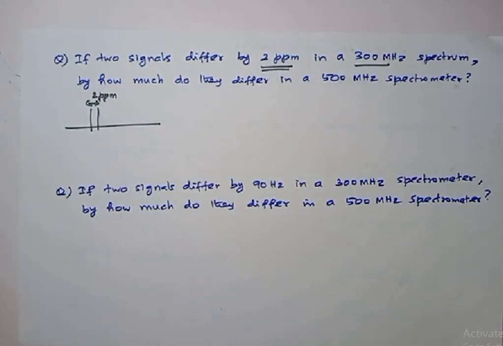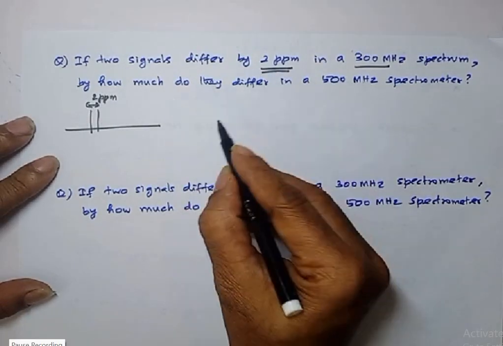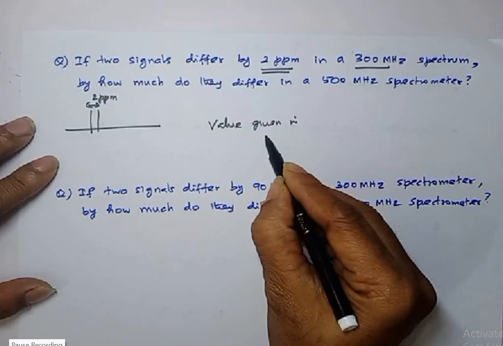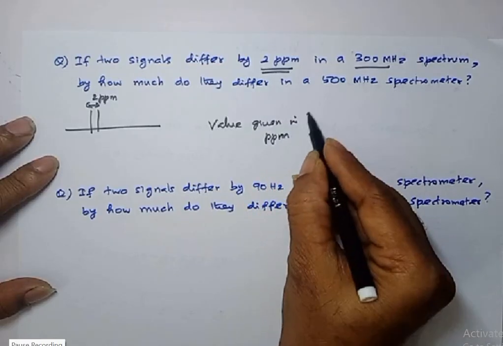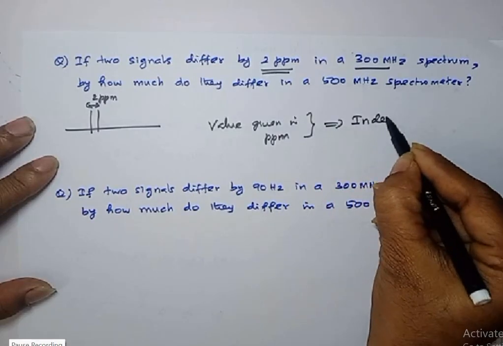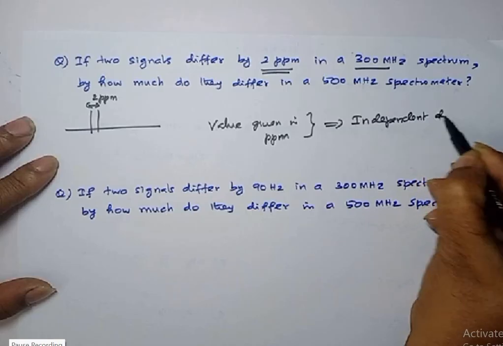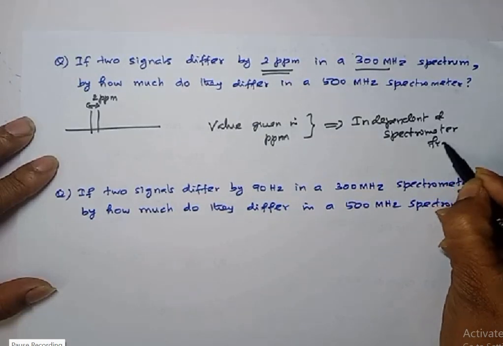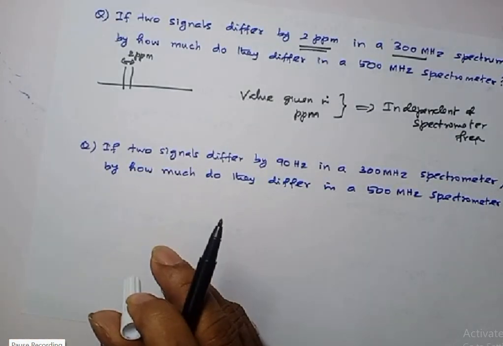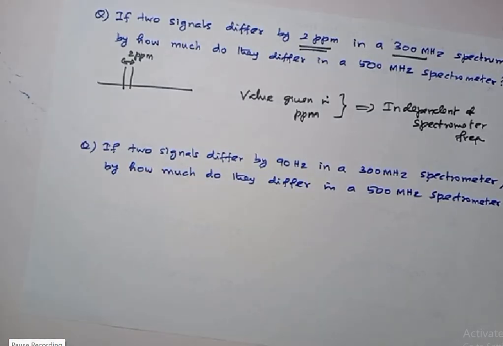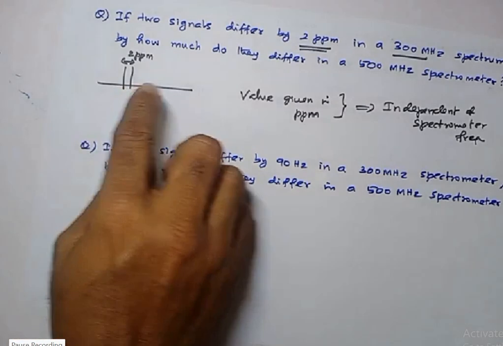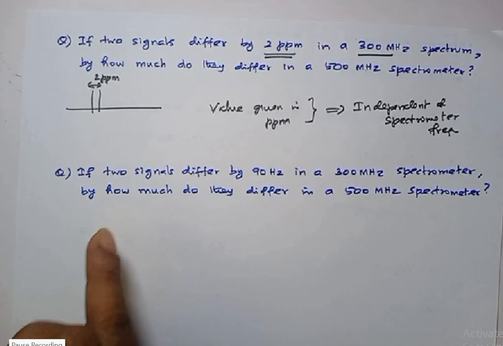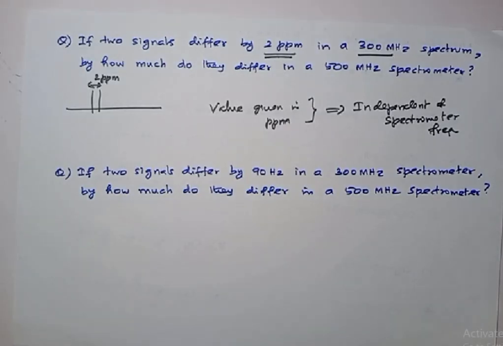That's the meaning. A value given in ppm is independent of spectrometer frequency. What is meant by this? Whether you use a 300 megahertz instrument or 500, the gap between the two signals remains 2 ppm. It does not change, but the frequency will change. We'll see that in the next problem. Yes, go through this problem.